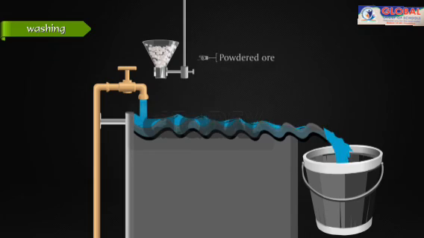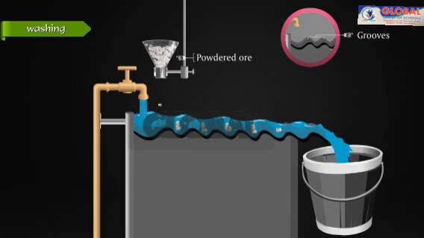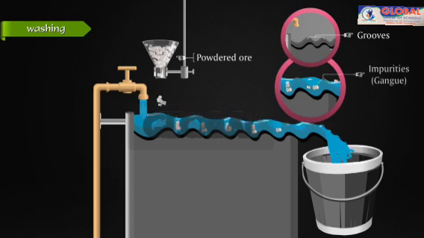The powdered ore is spread on special types of tables having grooves on the top. A stream of water is thrown from one side of the table. The gangue particles, being lighter, are washed away with the stream of water, leaving behind the heavy ore particles.